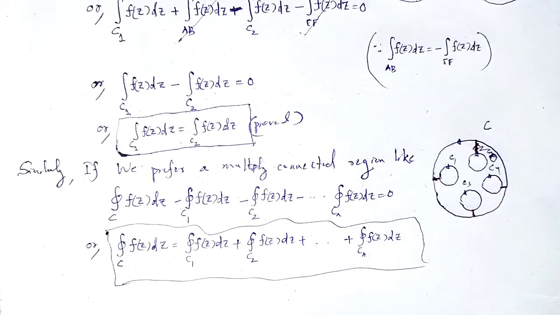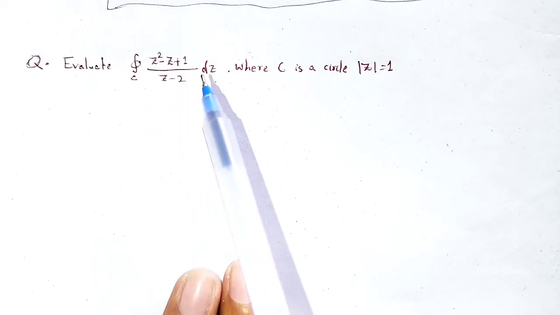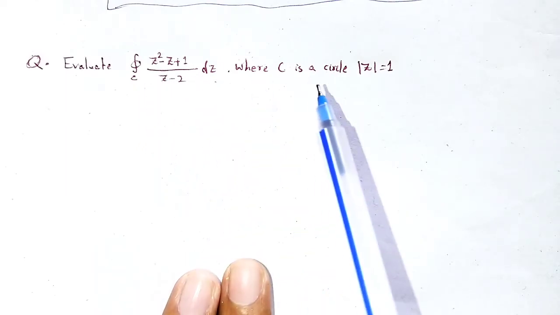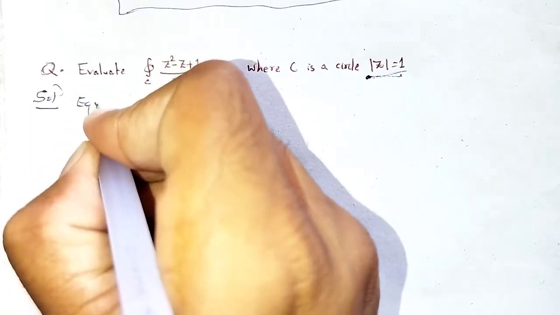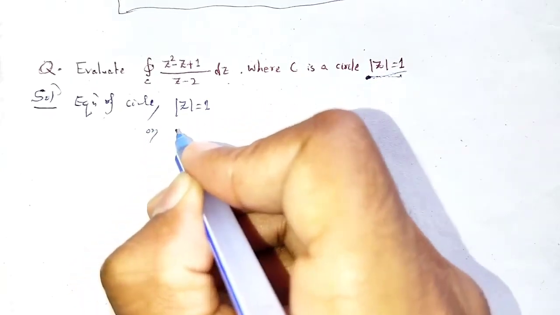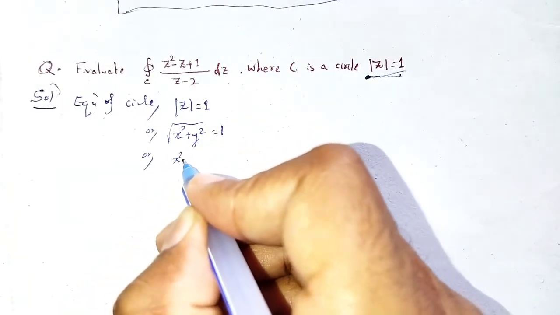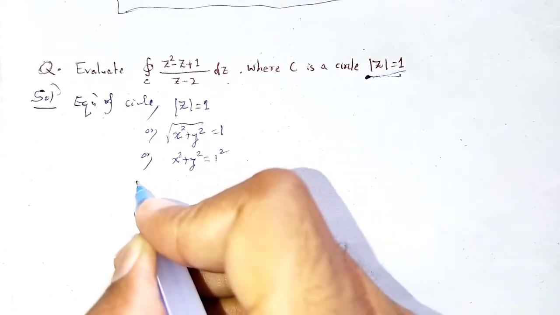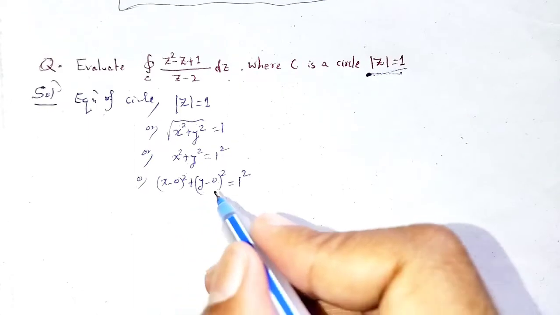Now we can solve a question by using Cauchy's integral theorem. A question in front of your screen. Evaluate the closed curve integration over C of z square minus z plus 1 divided by z minus 2 dz, where C is a circle and the equation of the circle is given. Equation of circle: magnitude of z is equal to 1. Magnitude of z, that is square root of x square plus y square, is equal to 1. Taking square both sides, x square plus y square is equal to 1 square. Therefore x minus 0 square plus y minus 0 square equals 1 square. That is the equation of a circle.